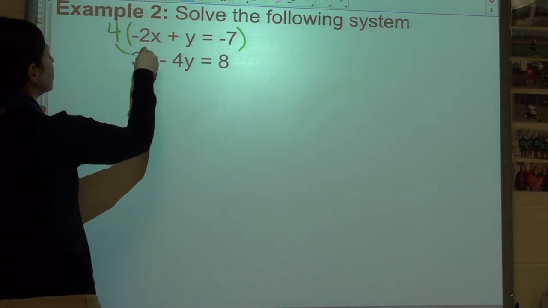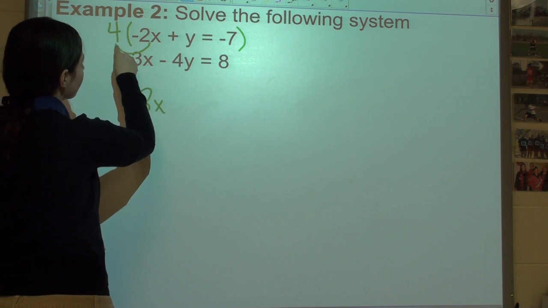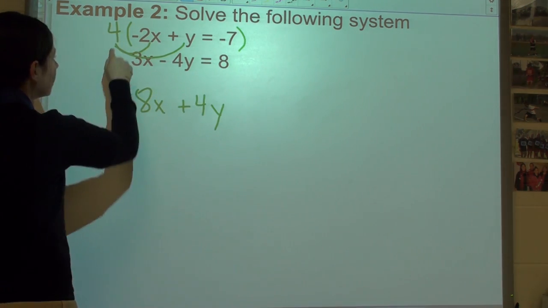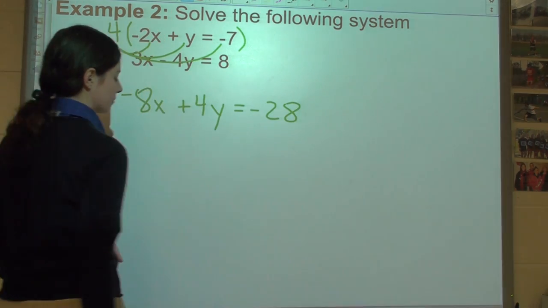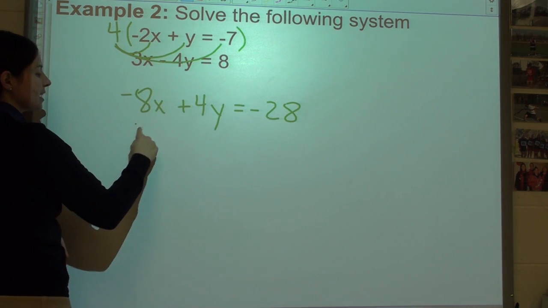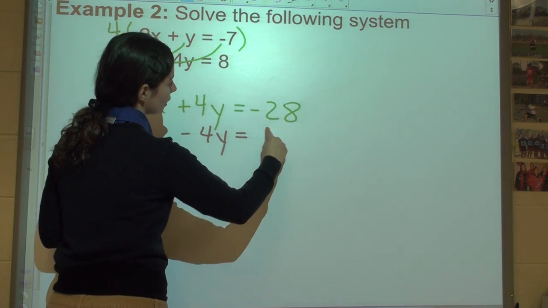So I've got 4 times negative 2, which is going to give me negative 8x. I've got 4 times y, which is going to give me positive 4y. And I've got 4 times negative 7, which is going to give me negative 28. For my other equation, since these are going to have the same coefficients, I'm just going to bring everything down. So 3x minus 4y equals 8.